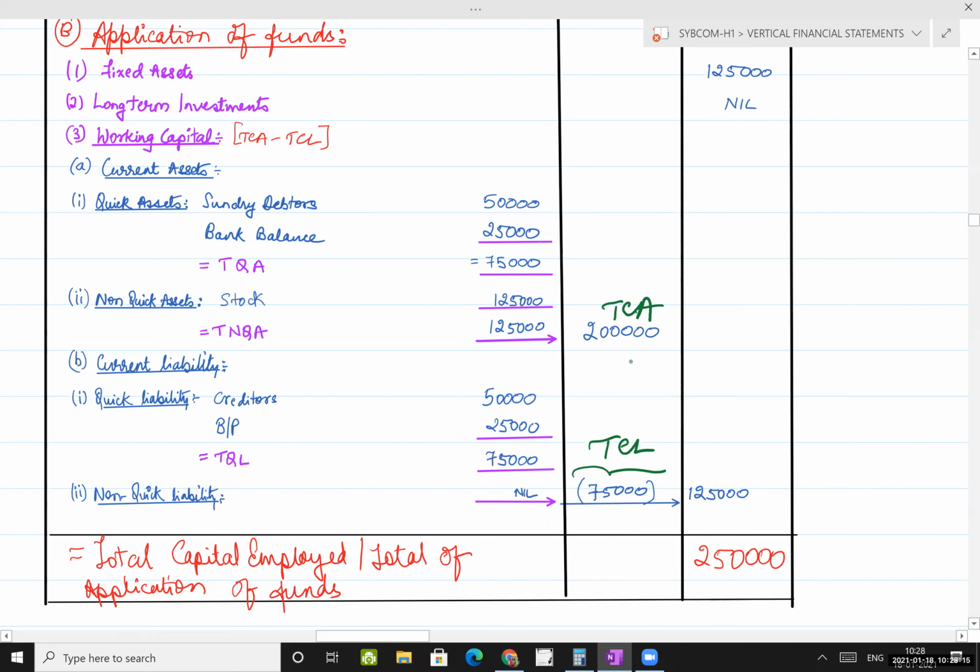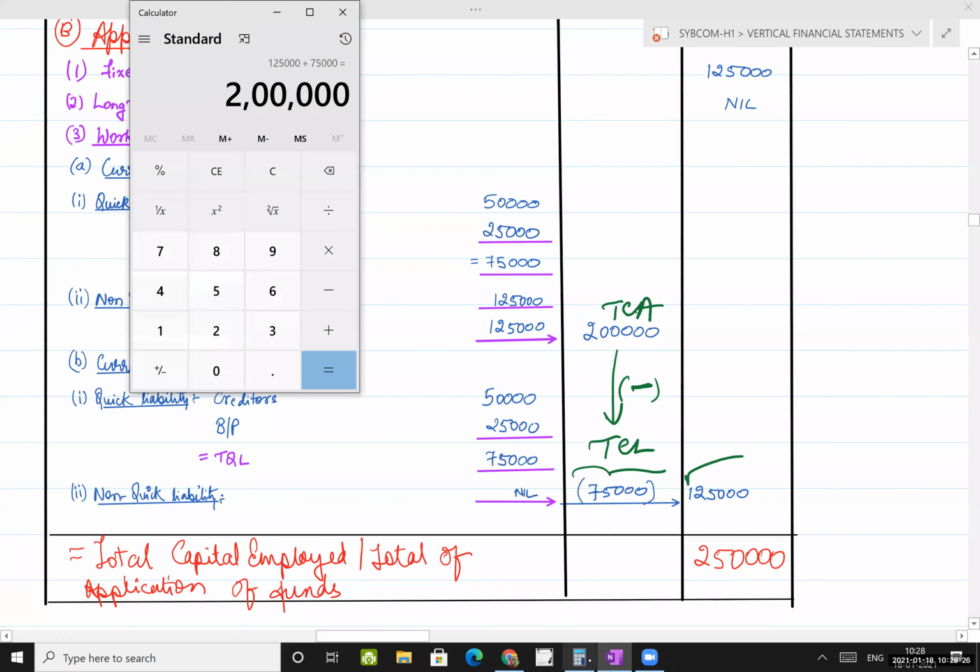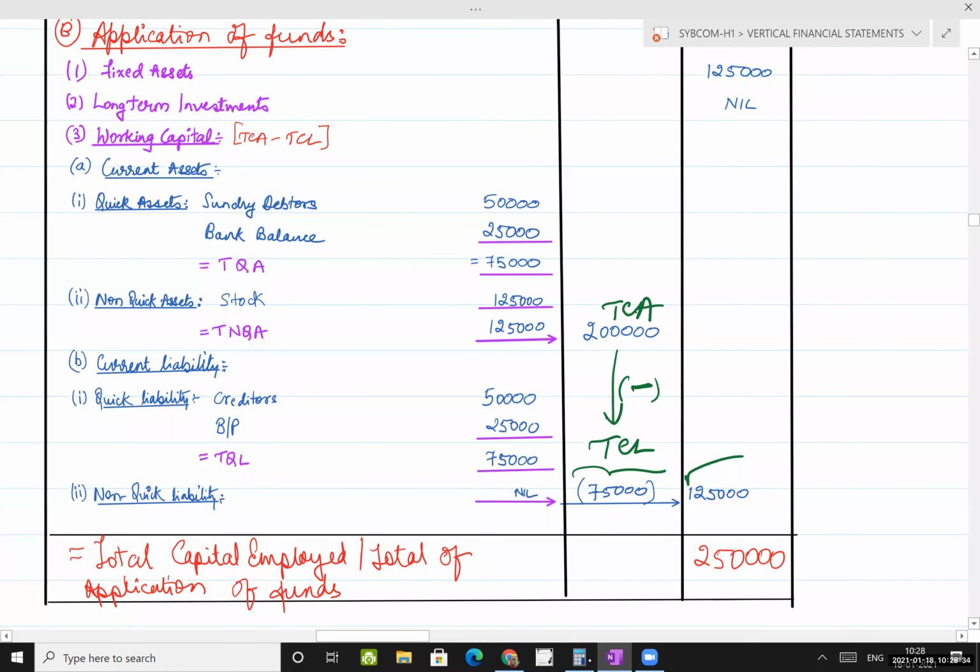Okay. And then we know current assets minus current liability is what? Working capital. So 2 lakhs minus 75,000 is 1,25,000. This is my working capital, 1,25,000. I hope I'm clear to everyone, and hopefully you all are writing it down in your notebooks.